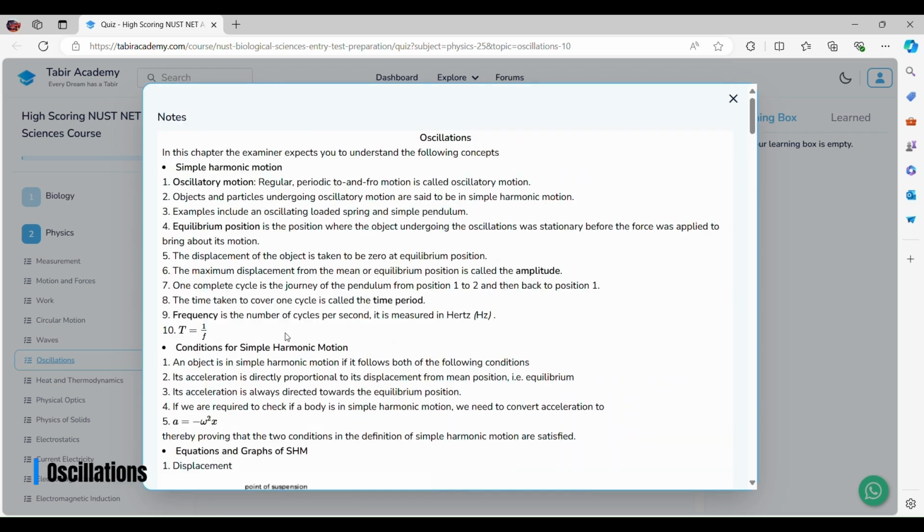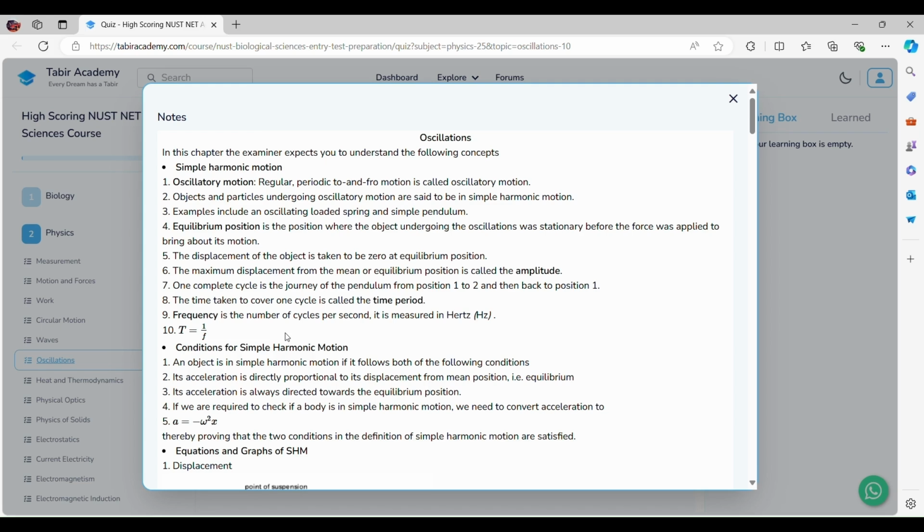Alright, so our topic for today is oscillations. इस टॉपिक में आपको फॉलोइंग कॉन्सेप्ट्स आने चाहिए: सिंपल हार्मोनिक मोशन, ऑसिलेटरी मोशन. Regular periodic to and fro motion is called oscillatory motion. Objects और particle जो कि oscillatory motion undergo करते हैं, हम उनको कहते हैं कि वो simple harmonic motion में हैं. Examples include an oscillating loaded spring and simple pendulum.